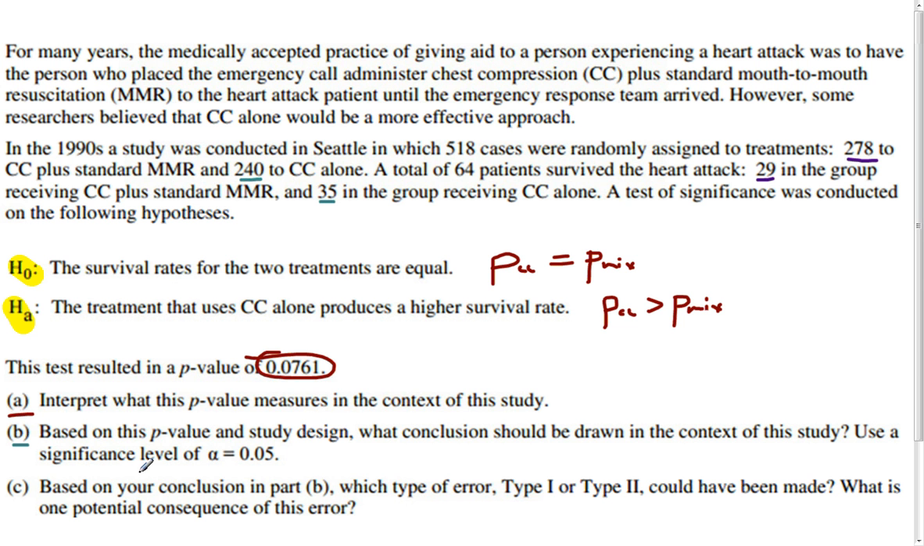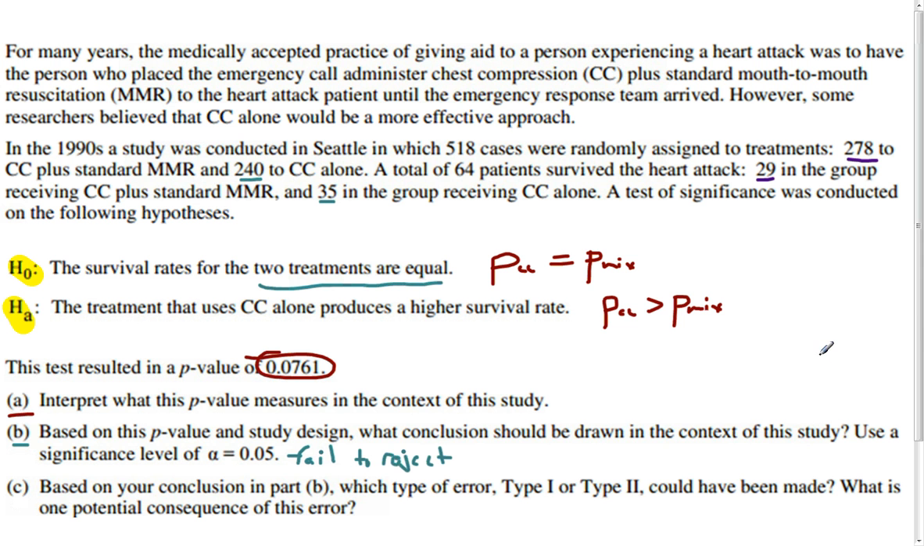Part B is based on this p-value and study design, what conclusion can be drawn in the context of the study with an alpha of 0.05. Well, if alpha is 0.05 and our p-value is 0.07 something, then we fail to reject. We do not reject the null hypothesis. And so, in the case of the study, we would say that there is no statistically significant difference between the two treatments, that we'll side with the null that the two treatments are essentially equal. We don't have evidence to prove that that's not the case.